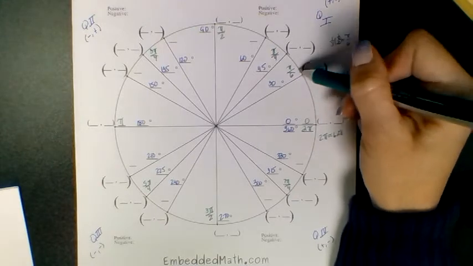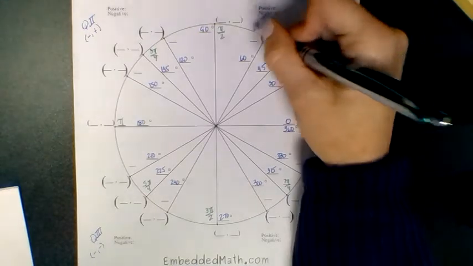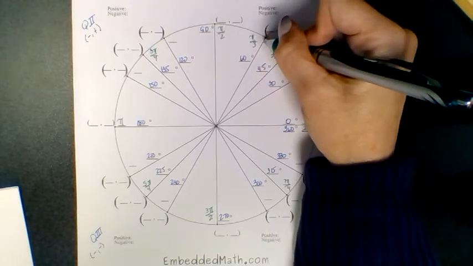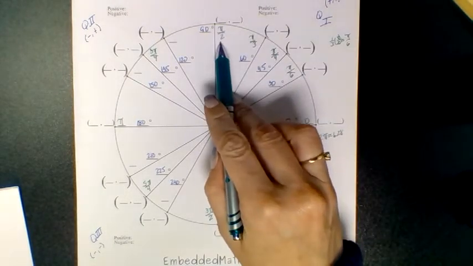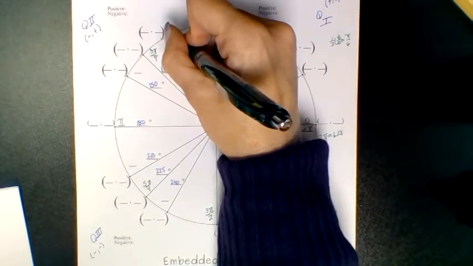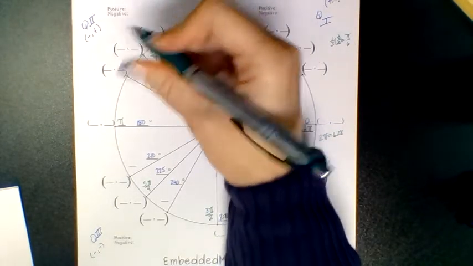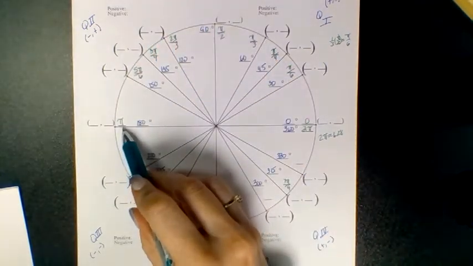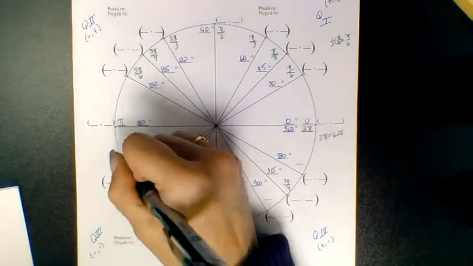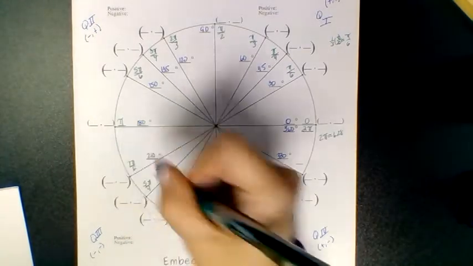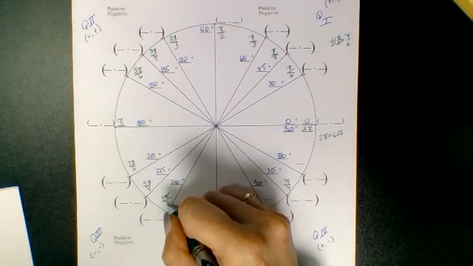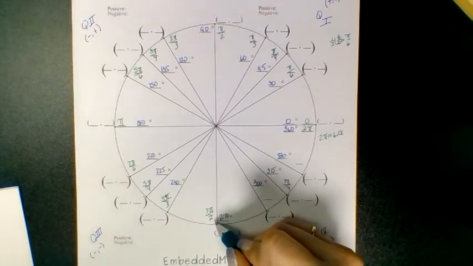So we've got 0, 1 pi sixth, 2 pi sixths is the same thing as pi thirds because it reduces. 3 pi sixths is pi half. 4 pi sixths reduces to 2 pi thirds. 5 pi sixths, 6 pi sixths is just pi. 7 pi sixths, 8 pi sixths reduces, 9 pi sixths reduces.